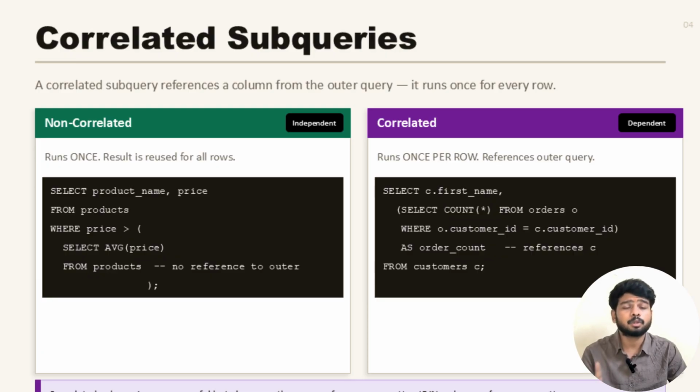Okay, now if we look at the correlated version of that query, the subquery says, okay, where o.customer_id is equal to c.customer_id, that is the customer id from the customer table, which is c.customer_id, and it comes from the outer query. So for example, for Rahul, it runs the subquery with customer id 1. For Priya, it will run with customer id 2.